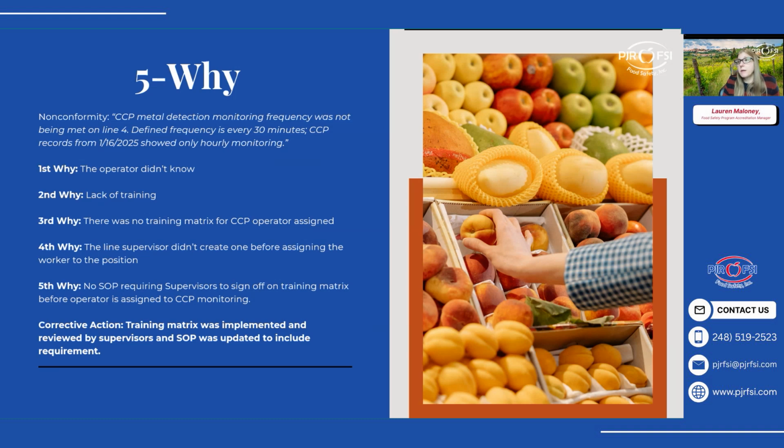So the fifth why would be there was no SOP requiring supervisors to sign off on the training matrix before an operator is assigned to the CCP monitoring. So there is a verification activity there by someone who knows the process and signs them off before they can undertake that job on their own. So the corrective action would be the training matrix was implemented and reviewed by supervisors. The SOP was updated to include the requirement.